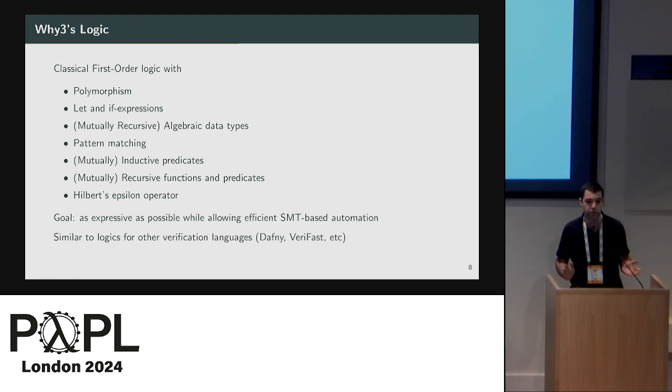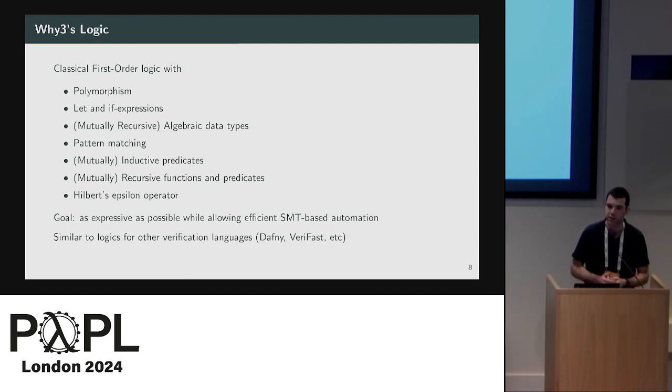OK, so what is Why3's logic? What is the thing that we want to formalize? Well, we start with a classical first-order logic, add things like polymorphism, let and if expressions, and then the real difficulty comes from these recursive structures, where Why3 includes algebraic data types with pattern matching, as well as inductive predicates and recursive functions and predicates, all of which can be mutually recursive. And why does it include these features? Well, the goal is to be as expressive as possible while still allowing automation via translation to SMT solvers. And I'll note that this is broadly similar to the logic found in tools like Dafny and VeriFast, also SMT-based, which suggests that this is a reasonable middle ground of the kind of features you want.